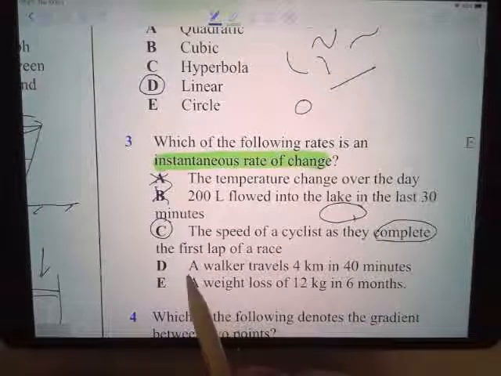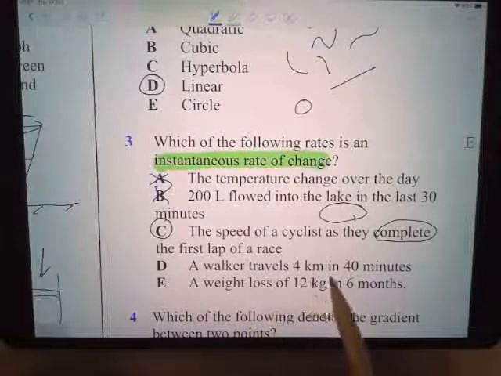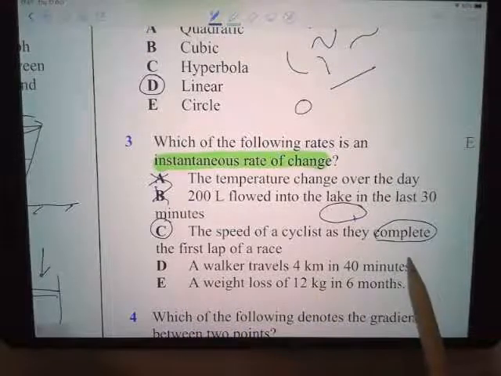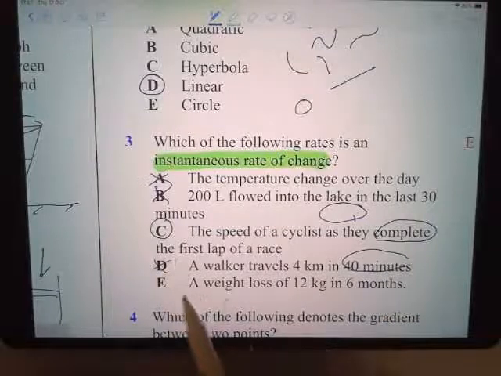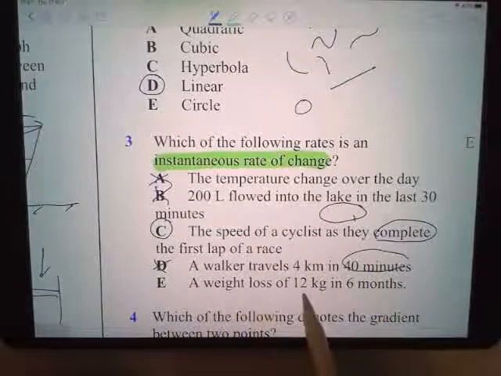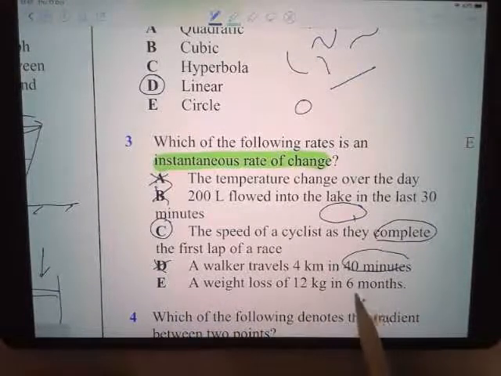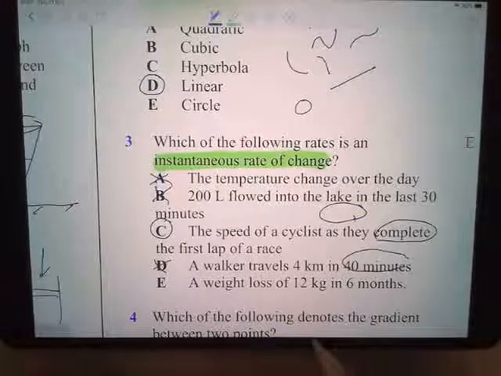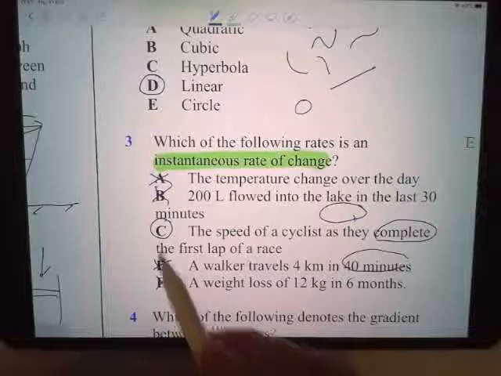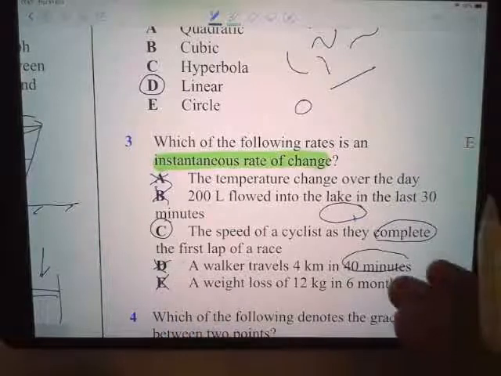Let's check. A walker travels 4 kilometers in 40 minutes. This happens over time, so it cannot be D. A weight loss of 12 kilograms in 6 months. I want to know what I'm losing at this moment, and I myself am losing nothing, so it cannot be E, it must be C.